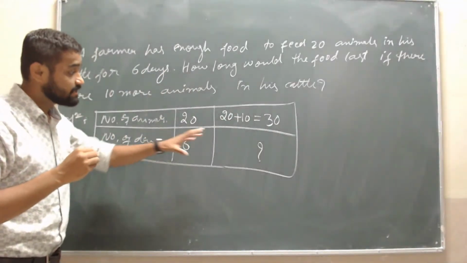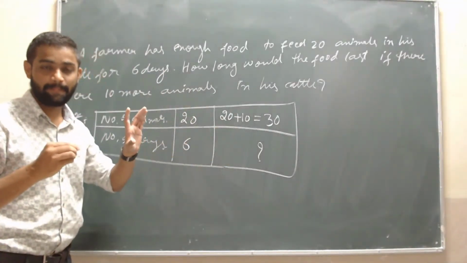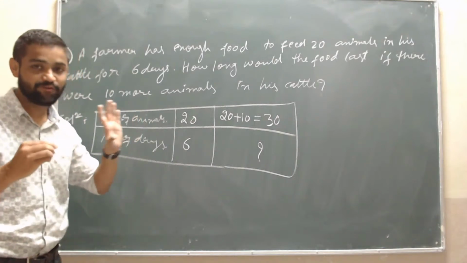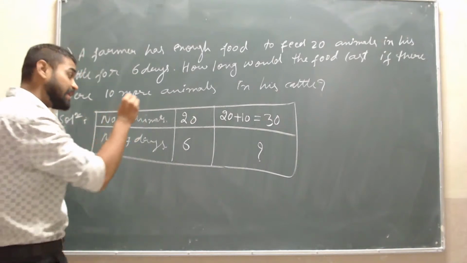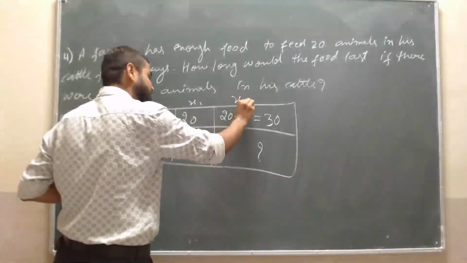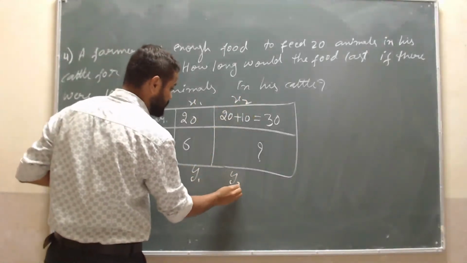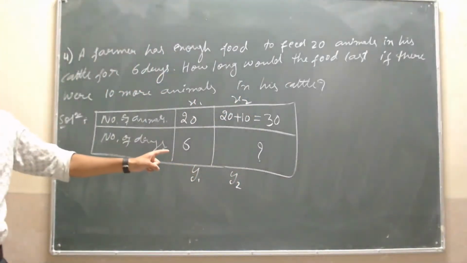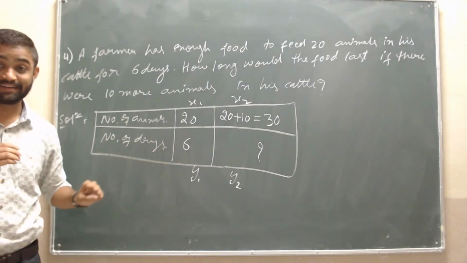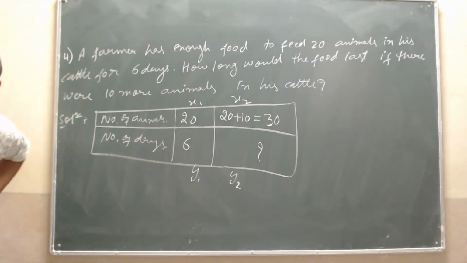Which number of days? Is the food enough for them for that many days? Let us check how many days the food will last for them. Okay, let us take this one as x1, x2, y1, y2. Children, do it and I will wait for your answer. I am waiting for your answer. Okay, yeah, say 12 days.